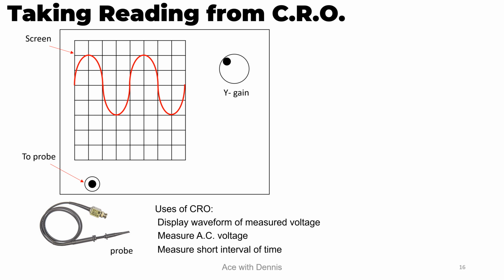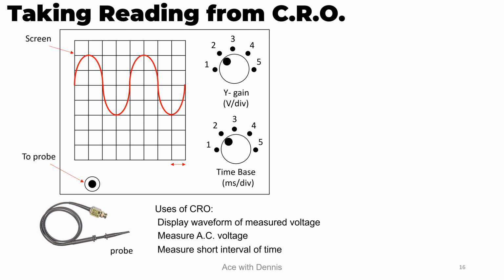So there is a knob which is for the Y gain in the unit of volt per division. So here we have 1, 2, 3, 4, 5. Another knob is for the time base in milliseconds per division. Also have 1, 2, 3, 4, 5. Okay, so for this case, the Y gain is pointed at 2, which means it is 2 volts per division. For the time base, it is 2 milliseconds per division.